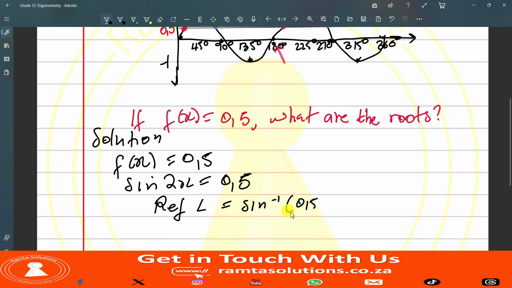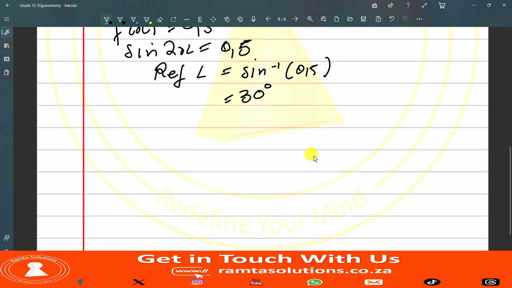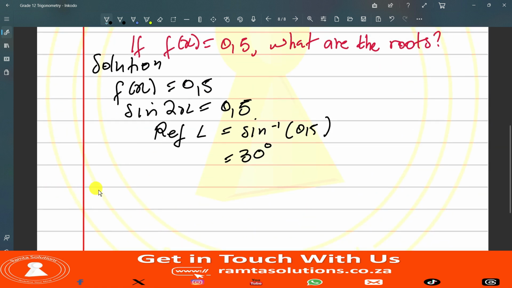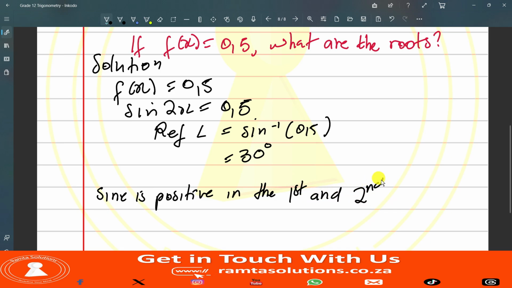Agree with me that this is 30 degrees. When you press your calculator, it'll give you 30 degrees. All right. Now we ask, where is sine positive? Sine is positive in the first and third quadrant. Sorry, in the first and second quadrants. Right? In the first and second quadrants.